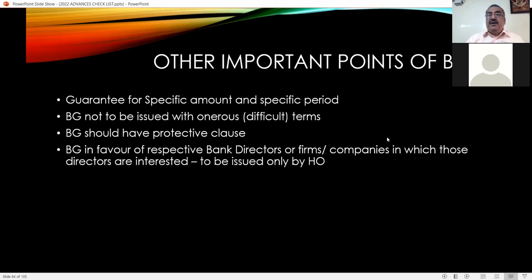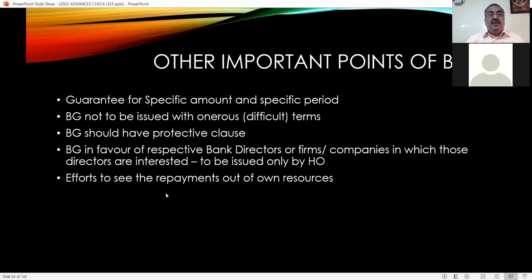And BG in favor of bank directors or firms, companies. Suppose the bank guarantee has to be issued on behalf of the board of directors of a bank: the branch manager, regional office, zonal office, no one has got the power, and this type of BG can be issued only by the head office. That means the board of directors have to decide the issue of the bank guarantee, and the power has not been delegated to the branch manager. So it is very simple. On whose behalf this BG is issued and who is the beneficiary, everything, as an auditor, you have to go through it.